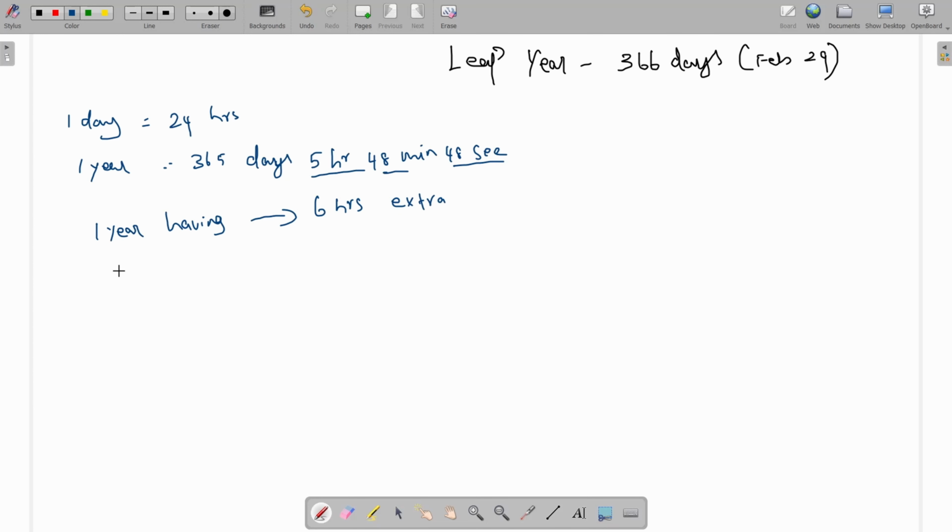Then what will be 4 years? 4 years equals 6 into 4, that is 24 hours. And 24 hours is equal to 1 day. So that is why a leap year comes once every 4 years. Because every 4 years we have 24 hours extra, so I include that 1 day in February 29, and that is called a leap year.